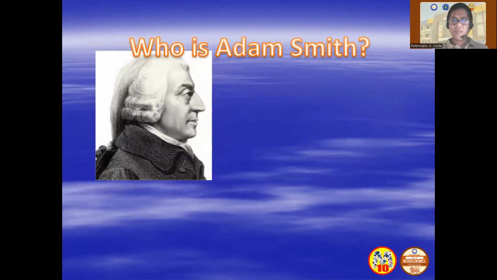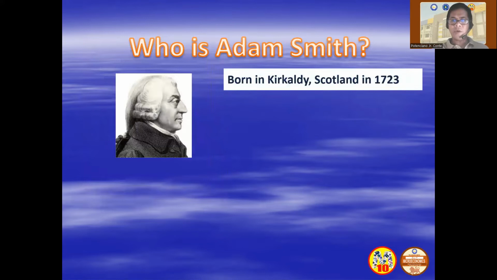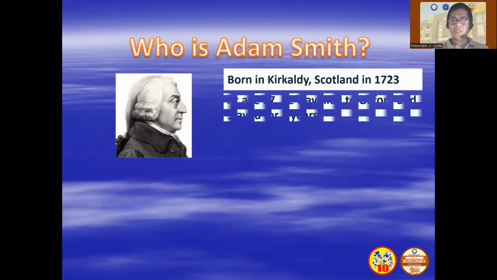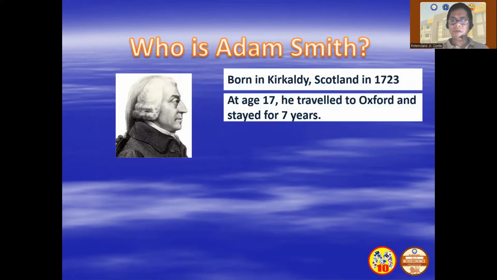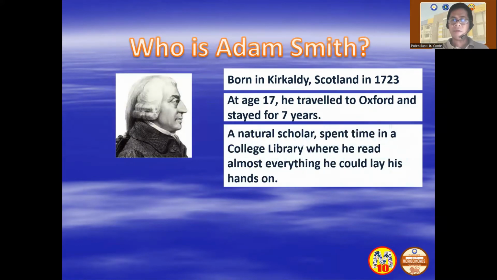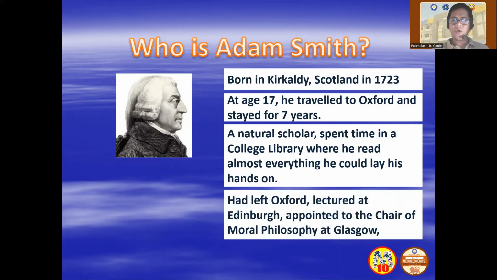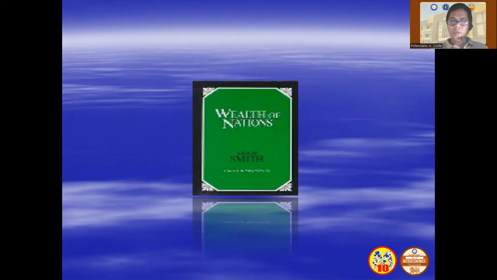Who is Adam Smith, by the way? He was born in Kirkcaldy, Scotland in 1723. At the age of 17, he traveled to Oxford, and stayed for 7 years. He was a natural scholar. He spent time in the college library where he read almost everything he could lay his hands on. Having left Oxford, he lectured at Edinburgh, and was appointed to the chair of moral philosophy at Glasgow. So, The Wealth of Nations is known today as the Bible of Economics.